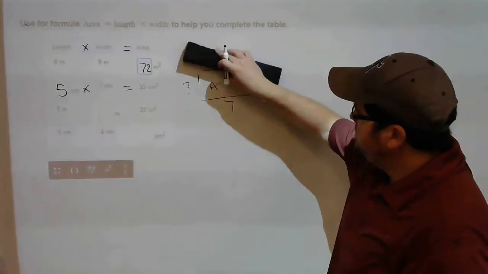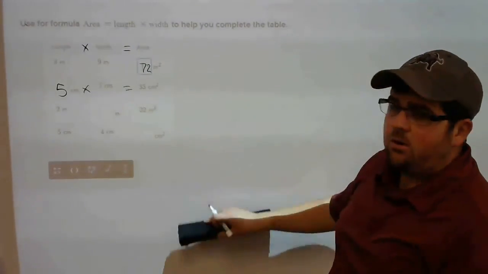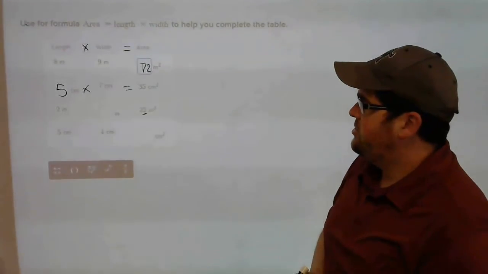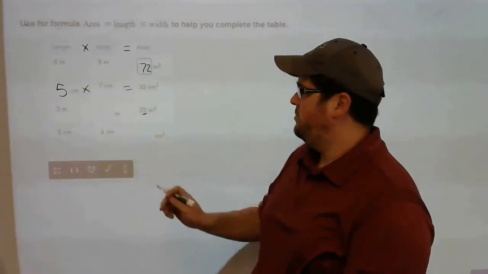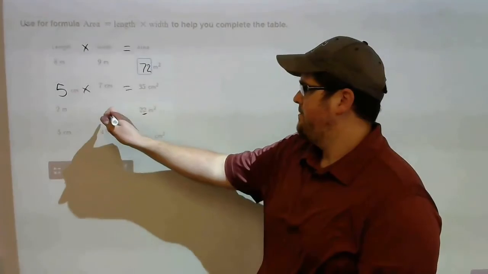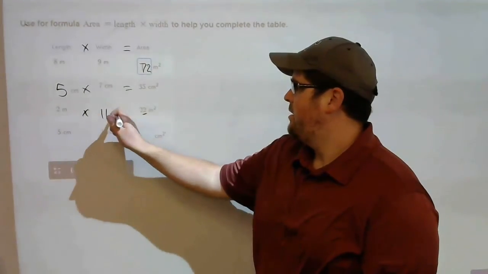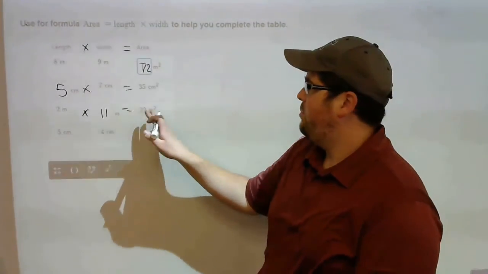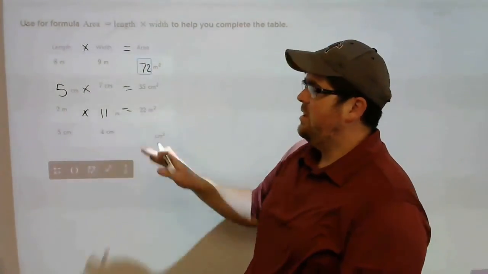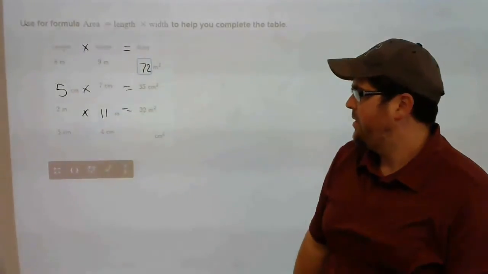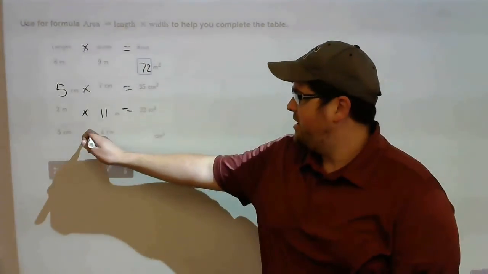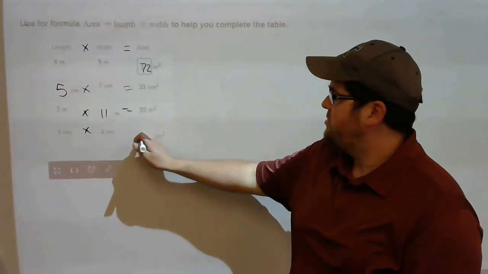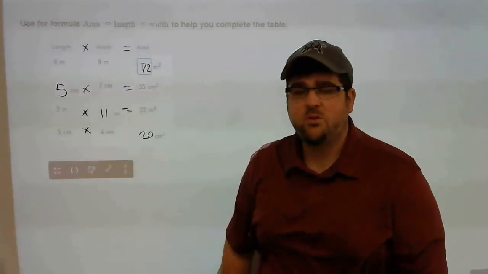Same thing with this next one. We've got 2 for the length, an unknown number for the width, and then the area is 22. So 2 times a number equals 22. What number would that be? 11. I got that because we don't know the width, but we do know the area, so 2 times blank equals 22, and that would be 11. And then this last one's an easy one because we know the length is 5, the width is 4, so if we multiply those two together, then the area must be 20.